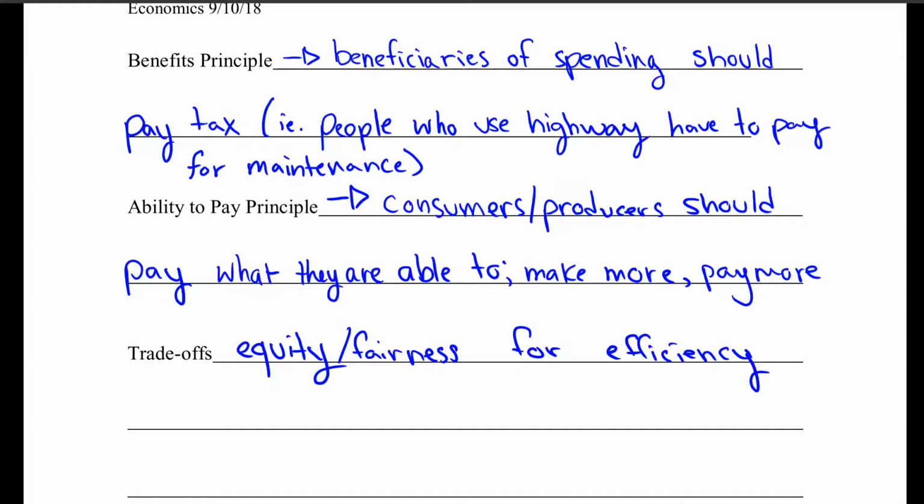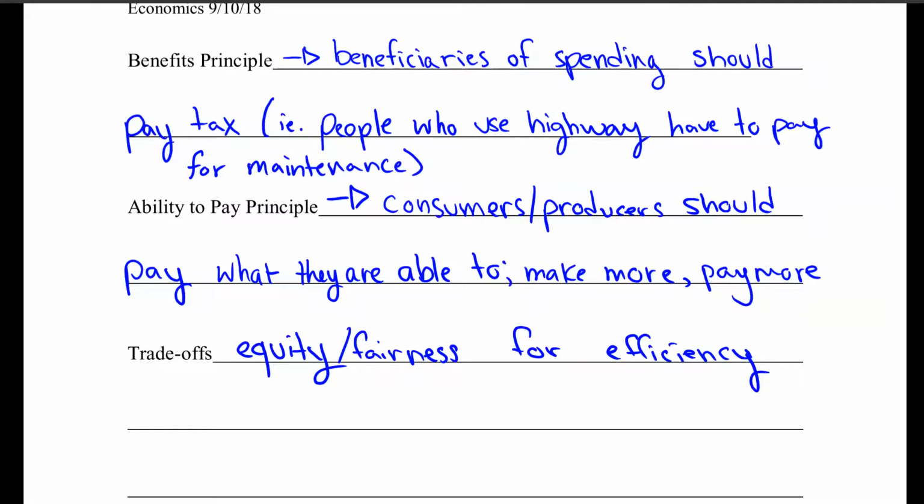And then we've got this idea of a trade-off between equity and efficiency. So equity is this idea of people paying what they can, so an equitable amount, versus efficiency, which is where you're doing it the easiest way possible.